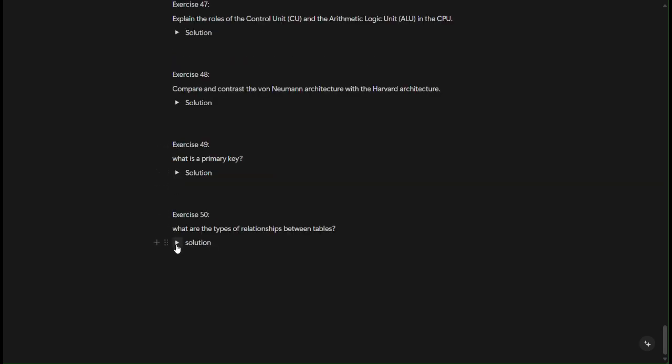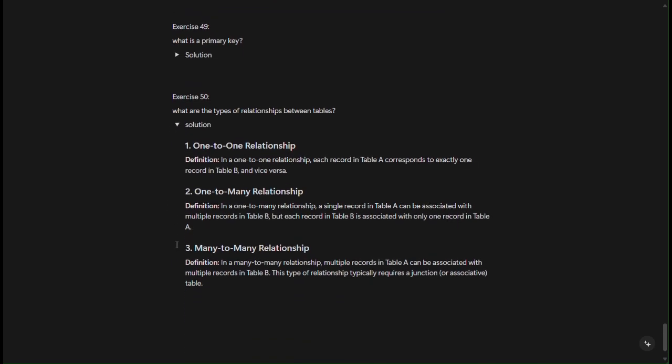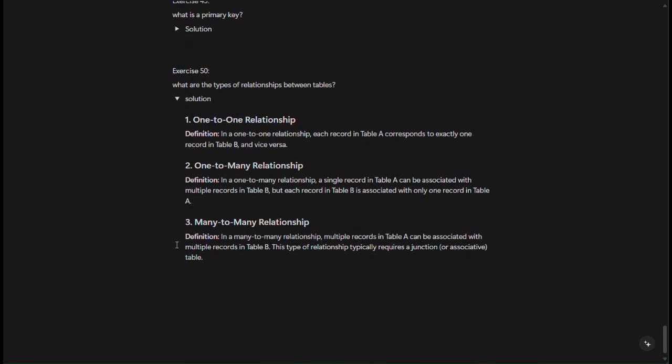Finally, what are the types of relationships between tables? We have three types: one-to-one, one-to-many, and many-to-many. In a one-to-one relationship, each record in table A corresponds to exactly one record in table B and vice versa. In one-to-many, a single record in table A can be associated with multiple records in table B, but each record in table B is associated with only one record in table A.